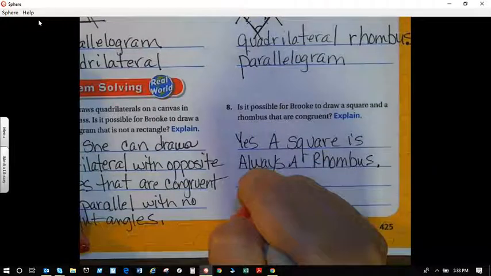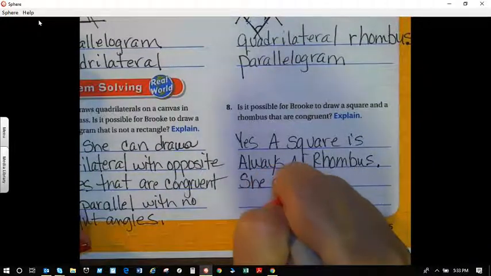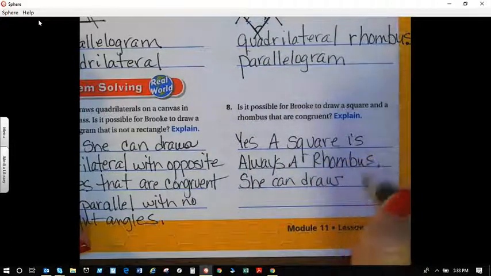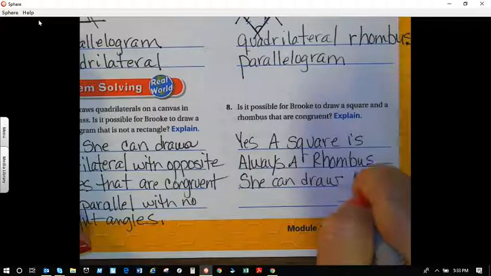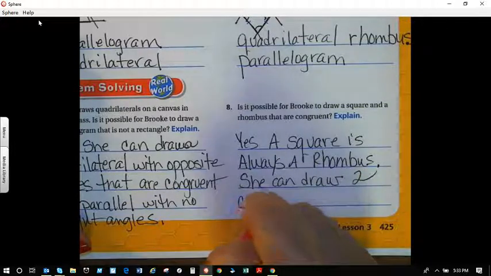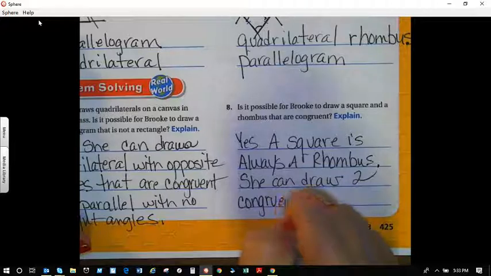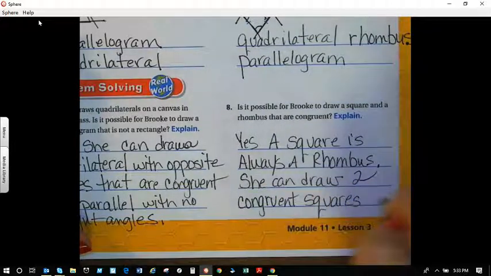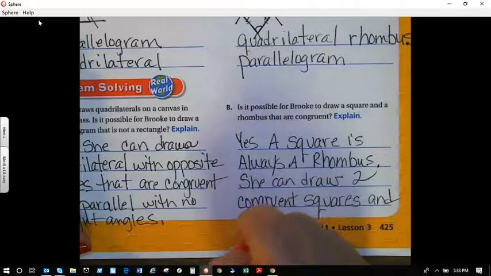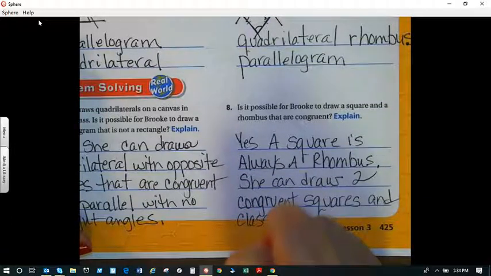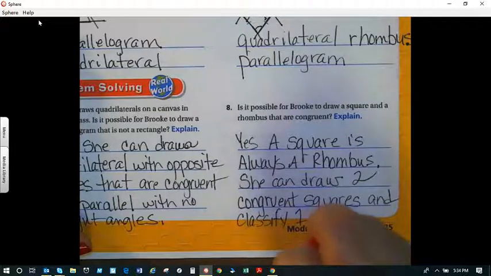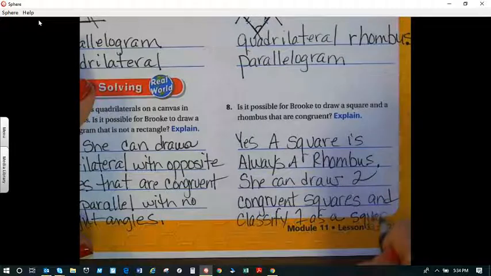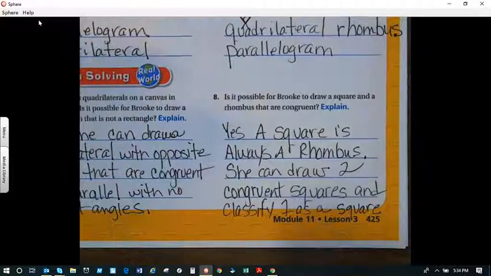So she can draw two congruent squares and classify one as a square and one as a rhombus.